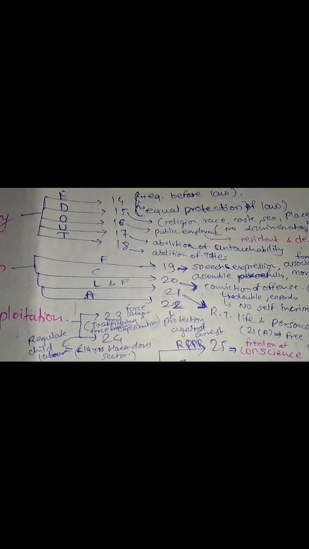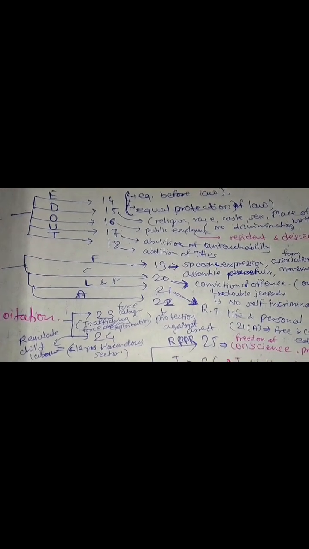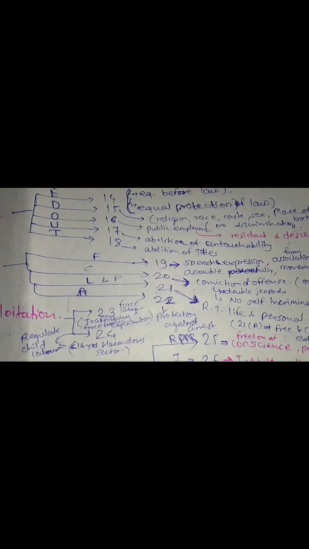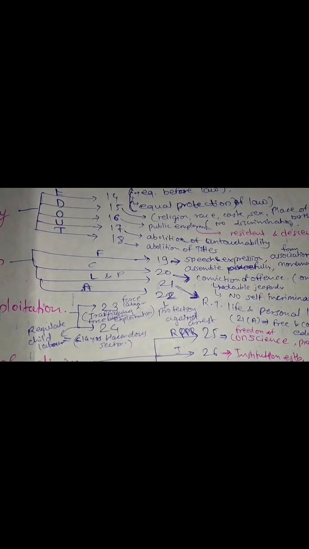Then Article 15 talks about prohibition of discrimination on the basis of religion, race, caste, sex, place of birth, etc. Then Article 16 says equality of opportunity in public employment. Then Article 17 is about abolition of untouchability, which was the biggest issue in India at that time. Nowadays also there are some regions where untouchability is practiced, but it is illegal. Then Article 18 is abolition of titles.